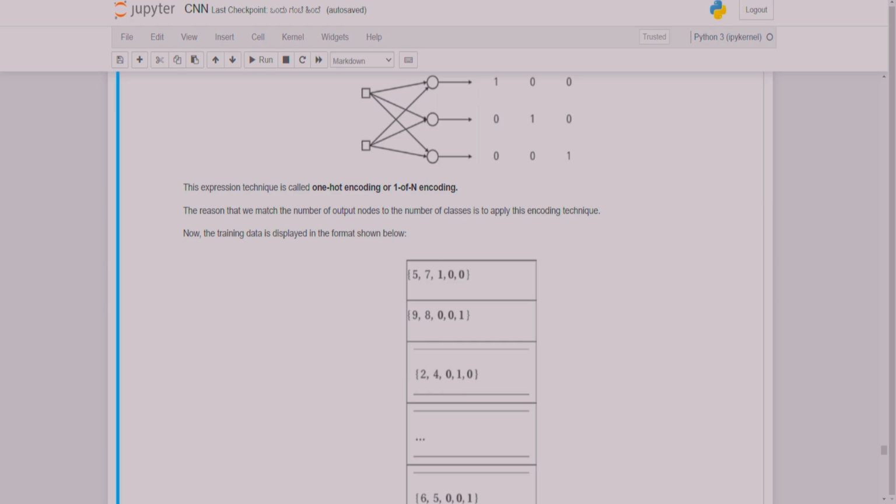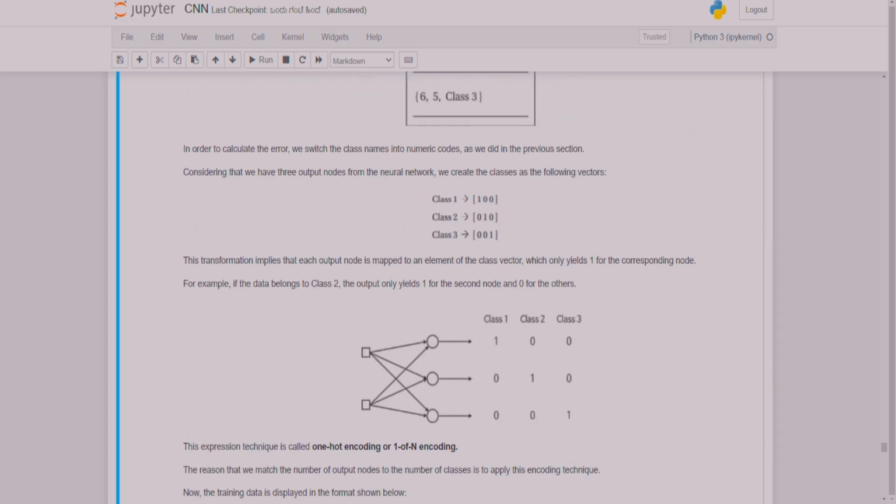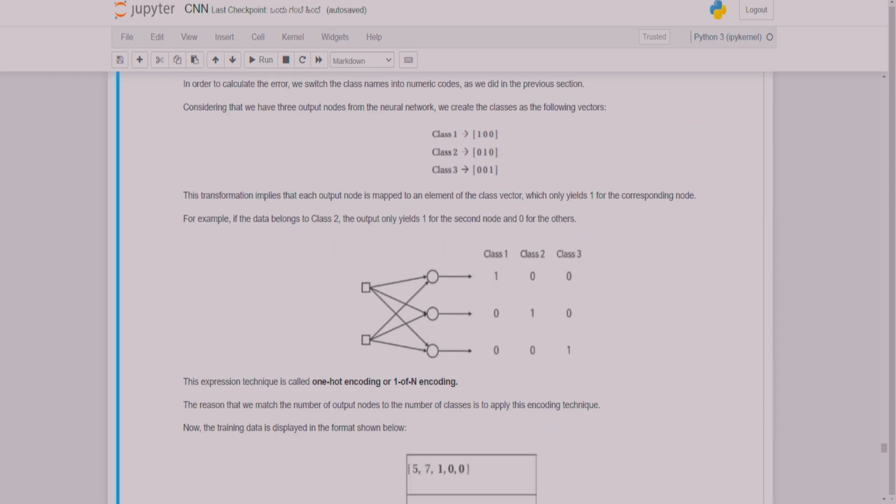I cannot write class 1 or class A, because the machine has problems in understanding, so I have to go for binary. How do you represent that in binary? This is the easiest way. Anyway, you can go for 2 neurons only, which will generate 00, 01, 10, but that is more complex.